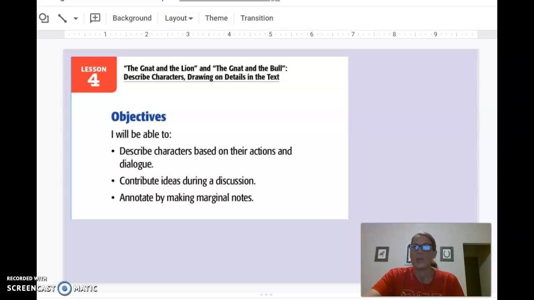Good morning, you guys. Yesterday we read two stories, two fables, The Gnat and the Lion and The Gnat and the Bull, and we recognized the key details and events and used them to create a summary of our story. Today we're going to be moving into how characters reveal themselves through their actions and through their dialogue.